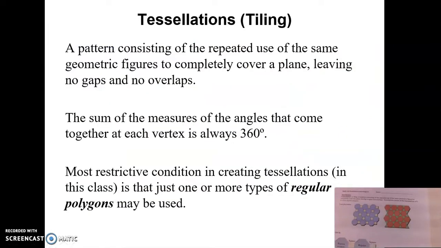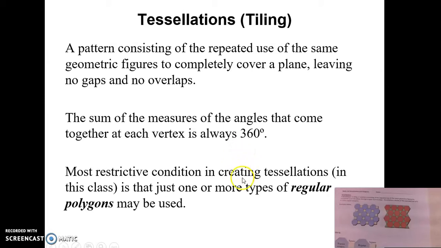A tessellation is a pattern consisting of the repeated use of the same geometric figures to completely cover a plane, leaving no gaps and no overlaps. That's the key, and we're going to explore that and show that there are no gaps and no overlaps, okay? The sum of the measures of the angles that come together at each vertex must always be 360 degrees. Now that's the key to this, okay?